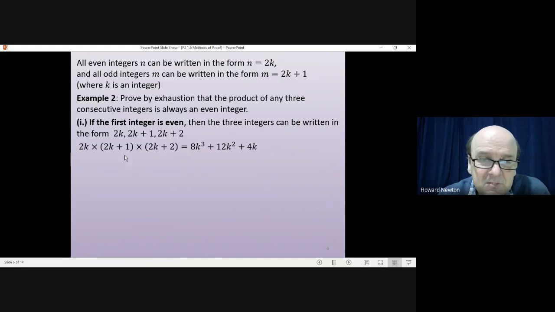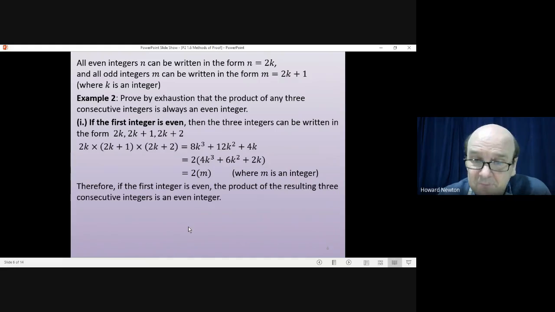Now, if I multiply these three terms together, I do get 8k cubed plus 12k squared plus 4k. And then we do exactly the same as in the first example. We're going to divide all of this by 2, taking 2 outside the brackets, which gives us 2 into 4k cubed plus 6k squared plus 2k. But this time there is no remainder. Now this term inside the brackets must be an integer. So we've got 2 times m, where m is an integer, but no remainder. What that means is, if the first integer is even, the product of the resulting 3 consecutive integers will itself be an even integer.